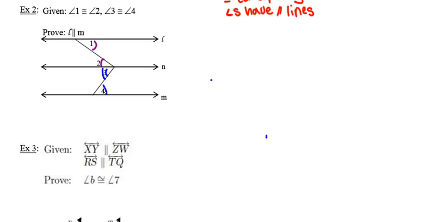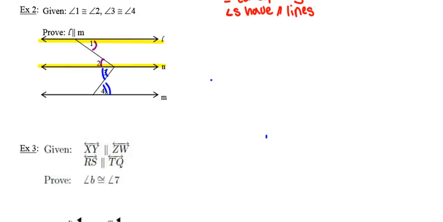Now be careful when you mark your diagram. You want to mark angles 3 and 4 congruent to each other, but not congruent necessarily to angles 1 and 2. Now because angles 1 and 2 are congruent, I know that lines L and N have to be parallel because anytime I've got alternate interior angles that are congruent, lines have to be parallel.